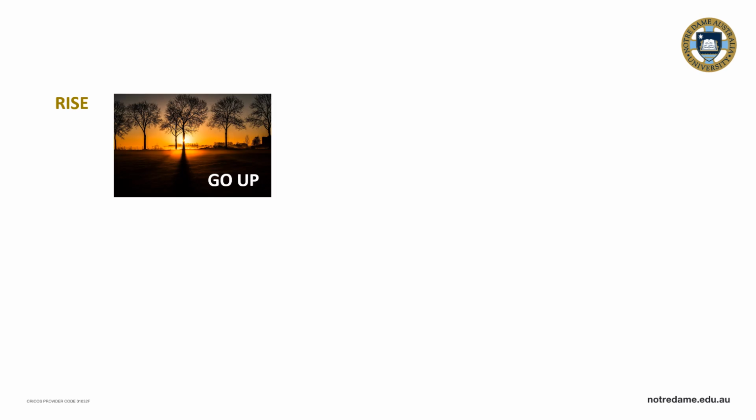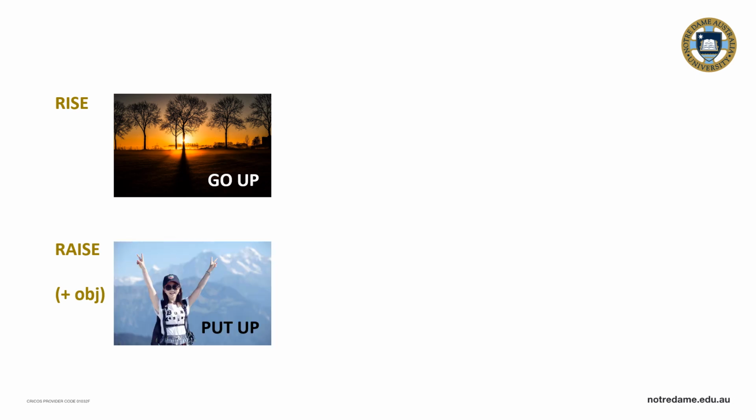But the confusion comes with another word, raise, which means to put up. And with raise, you always have an object. Raise your hands, raise your arms, raise your head. The other thing is that rise is an irregular verb. So the past tense is rose and the past participle is risen.